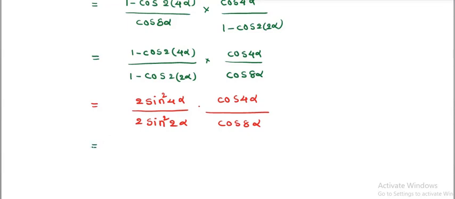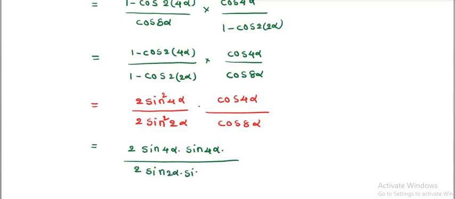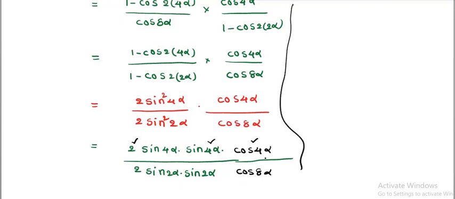Okay, next step. 2 sin square, I will write sin 4 alpha into sin 4 alpha, by 2 sin 2 alpha into sin 2 alpha, into cos 4 alpha by cos 8 alpha. Sin 4 alpha cos 4 alpha, 2, what does it represent? Please observe, 2 sin alpha cos alpha. I will write 2 sin 4 alpha cos 4 alpha, angles are same.